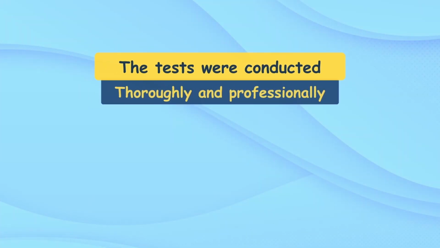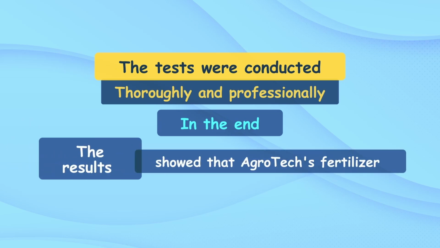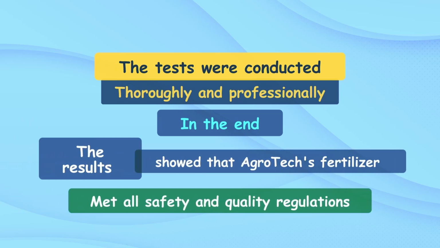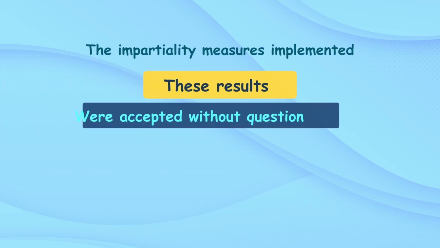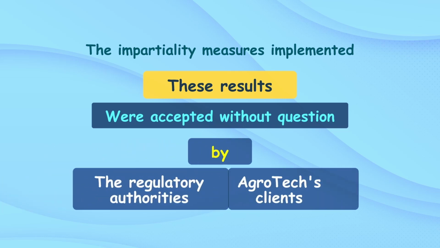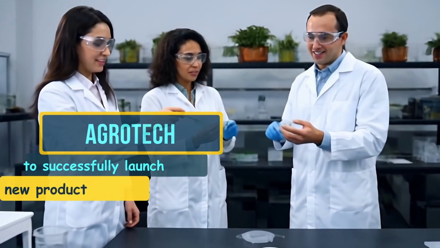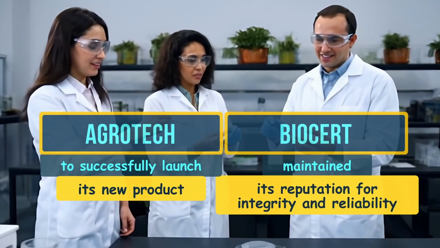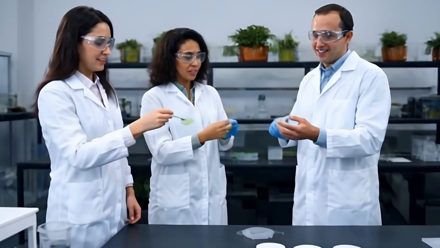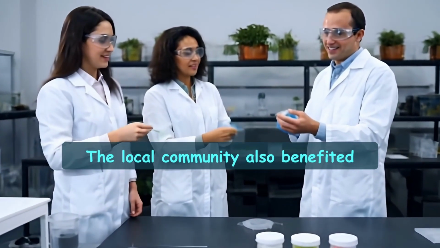The results. The tests were conducted thoroughly and professionally. In the end, the results showed that Agrotech's fertilizer met all safety and quality regulations. Thanks to the impartiality measures implemented, these results were accepted without question by the regulatory authorities and Agrotech's clients. Agrotech was able to successfully launch its new product, and BioCert maintained its reputation for integrity and reliability. The local community also benefited as the new fertilizer improved crops and the local economy.